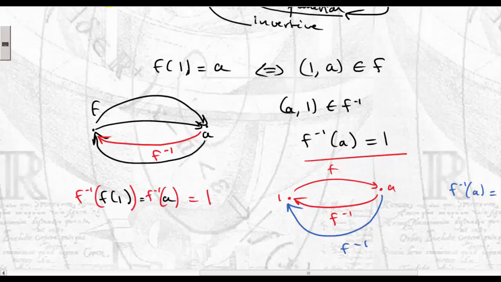And if I apply the function f on both sides, what's going to happen? Well, if you apply f on both sides, you're going to carry 1 back to a. f of f inverse of a is f of 1, which is a, okay? So we have three very important properties of inverse functions, which I'm going to write right now.